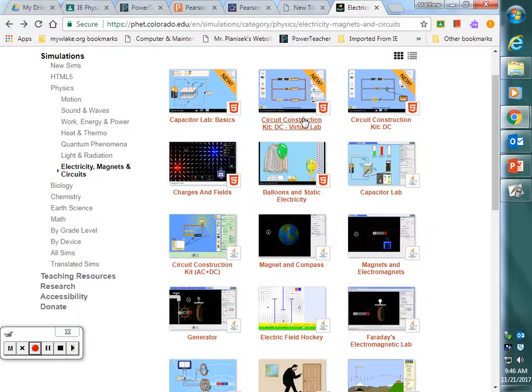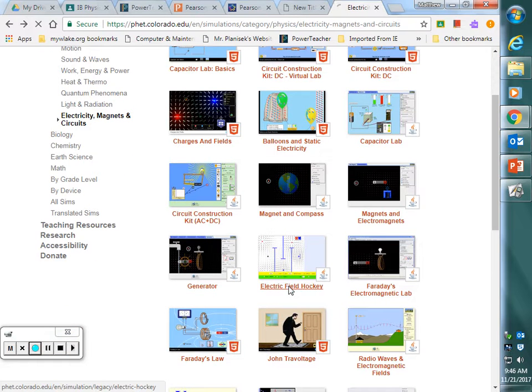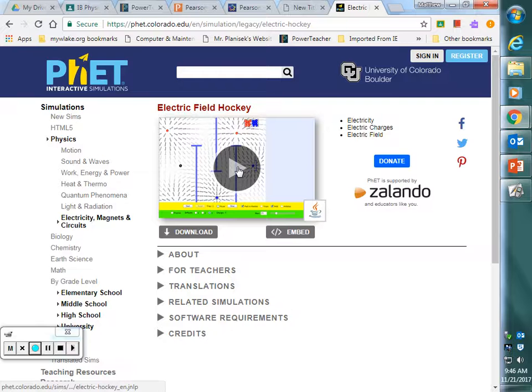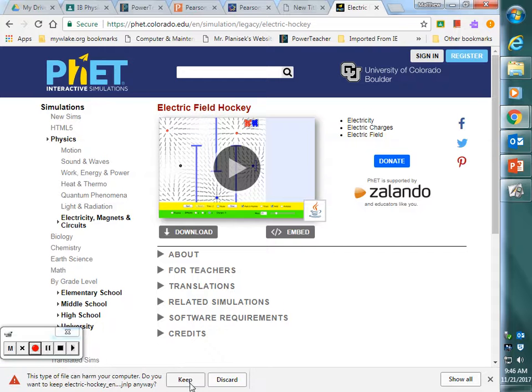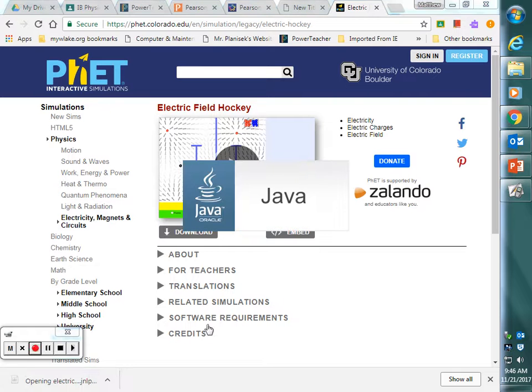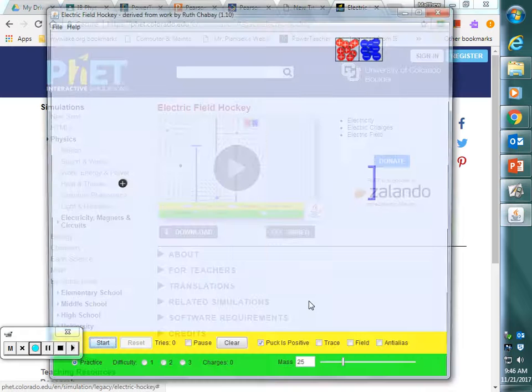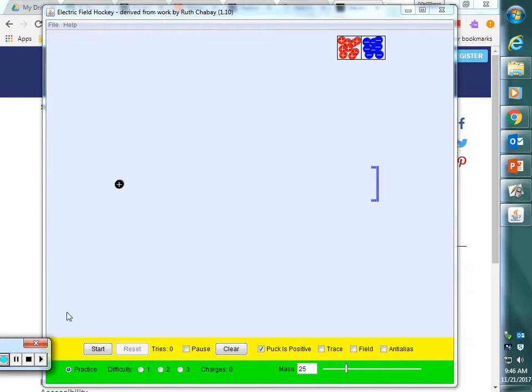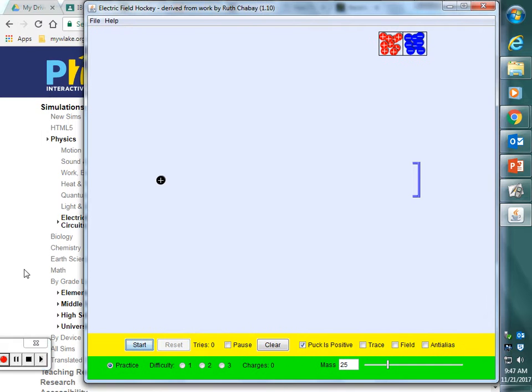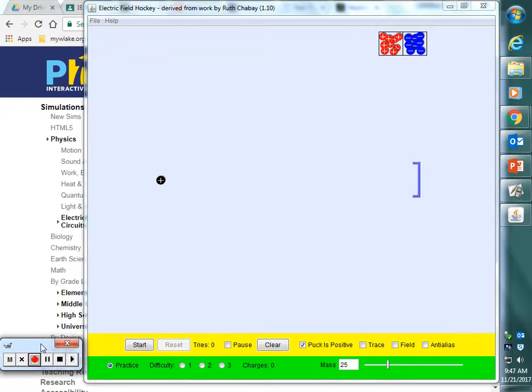If you go about to the fourth row down, there's one called Electric Field Hockey. John Travoltage, we'll talk about later on. This is a Java application, so it opens up down at the bottom. If it asks you to update the Java, just say you'll do it later. Electric Field Hockey. Actually, we used that last simulator before, just to demonstrate stuff.